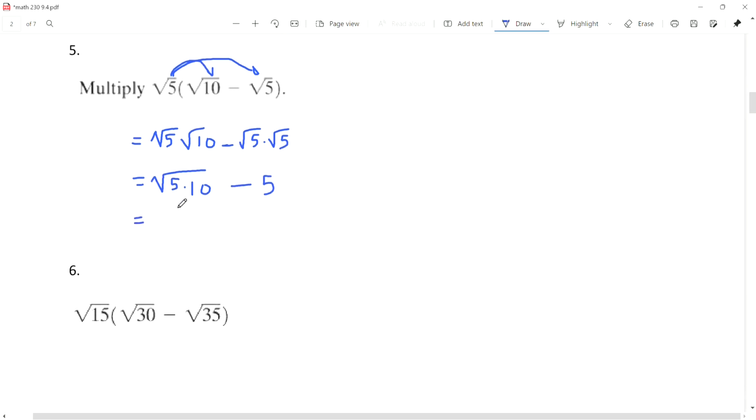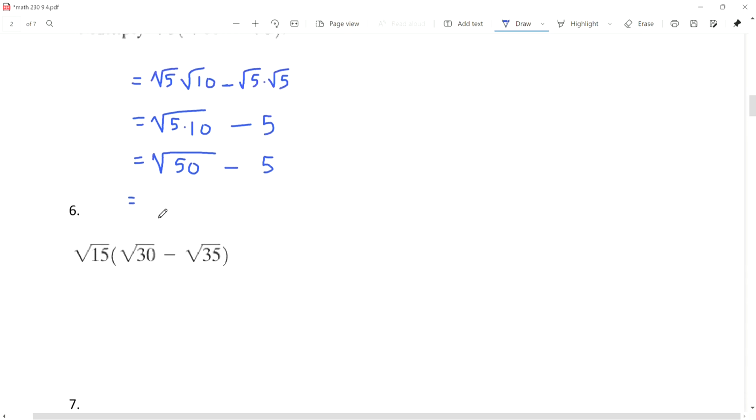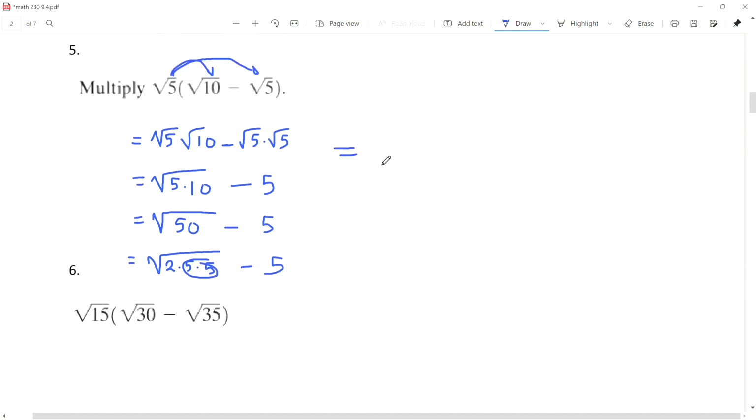We can simplify this further as the square root of 50 minus 5. But we could break down the square root of 50 with the prime factorization. This is the square root of 2 times 5 times 5. And since we're looking for groups of 2, we'll take that pair out to the front. And this simplifies our solution as 5 root 2 minus 5.